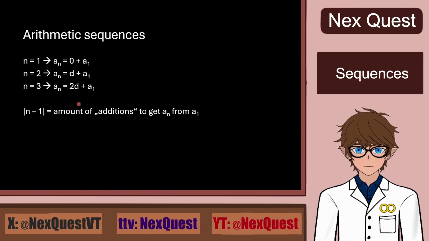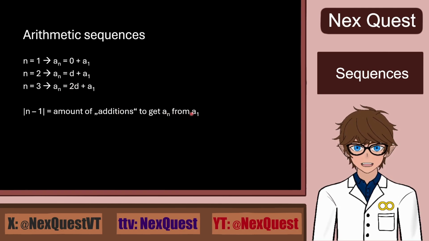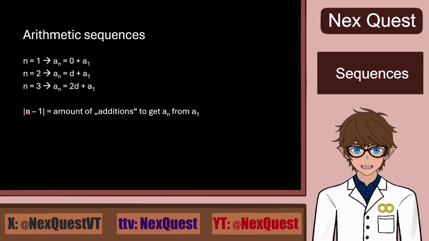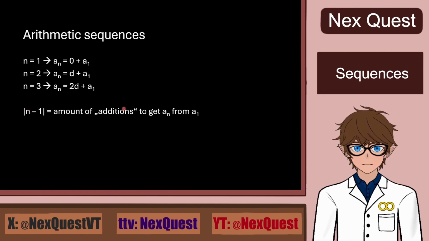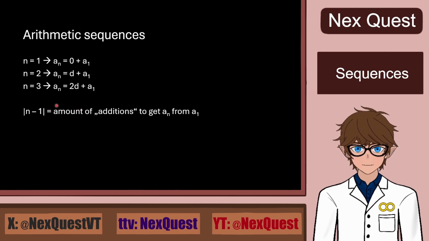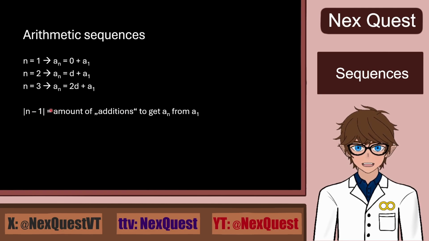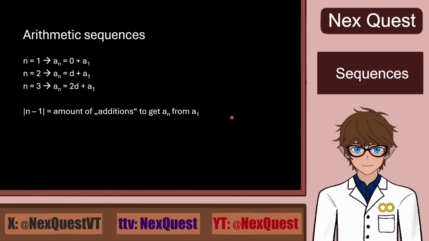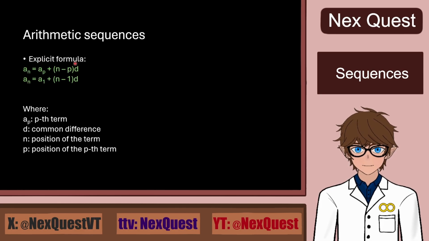So the amount of additions to get an from a1 is the absolute value of n minus 1. I put the absolute value because that's the difference between 2 positions. Like we remember absolute values in equations, we use the absolute value as the distance between the 2. So in this context, it's the distance between the nth term's position and the first term's position. So hopefully this kind of makes sense. So if we plug this in, we get the formula.